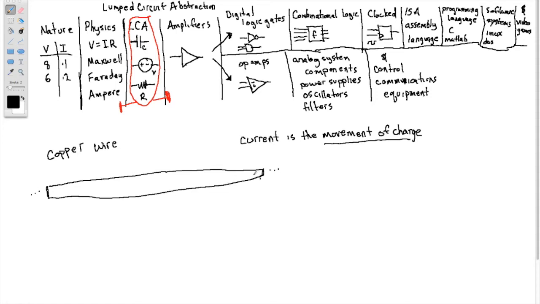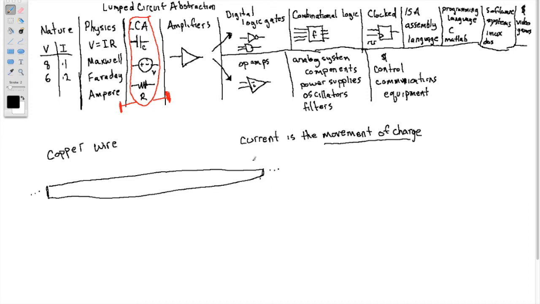That's because the proton is heavy relative to the electron, and it's bound to the nucleus. The electrons are lighter, and copper has one valence electron. A valence electron is an electron that is easily dislodged from the atom, and so it has one valence electron, which makes it a good conductor. And I won't say too much more about that.